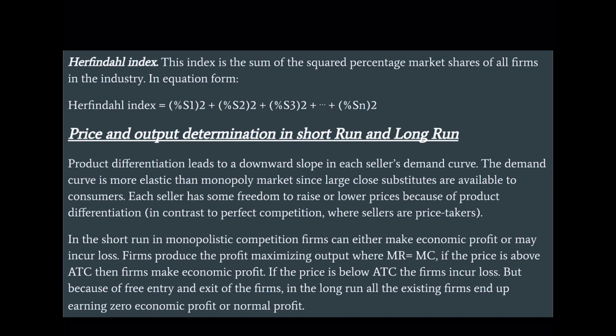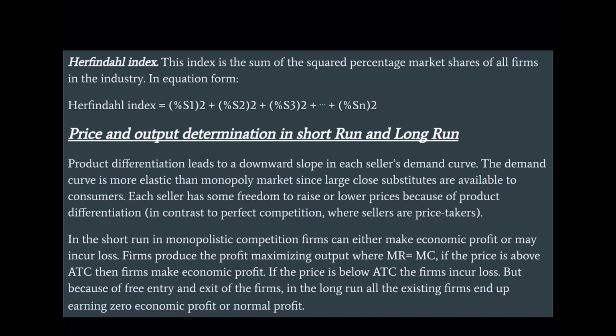Product differentiation leads to a downward slope in each seller's demand curve. The demand curve is more elastic than in a monopoly market since close substitutes are available to consumers. Each seller has some freedom to raise or lower prices because of product differentiation, in contrast to perfect competition where sellers are price takers.